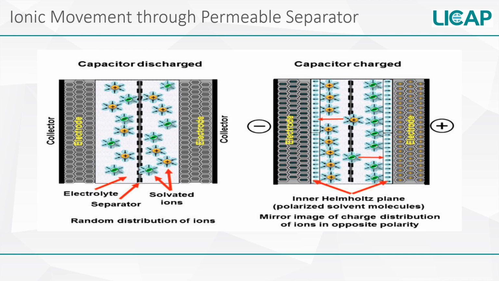The figure on the right shows the charged state. As you can see, when voltage is applied, and the electrodes now exhibit either a positive or negative polarity, the ions cross the semi-permeable separator and line up at the oppositely charged electrode surface. Positive ions are attracted to the negative electrode and vice versa. When the ultracap is again discharged, the ions will redistribute randomly in the electrolyte solution.